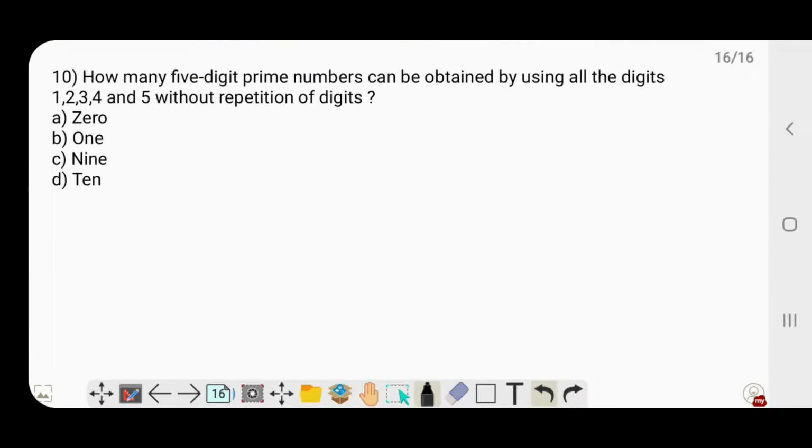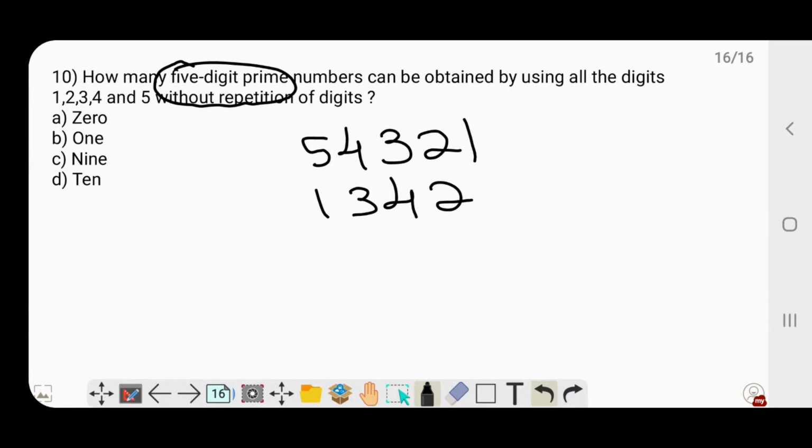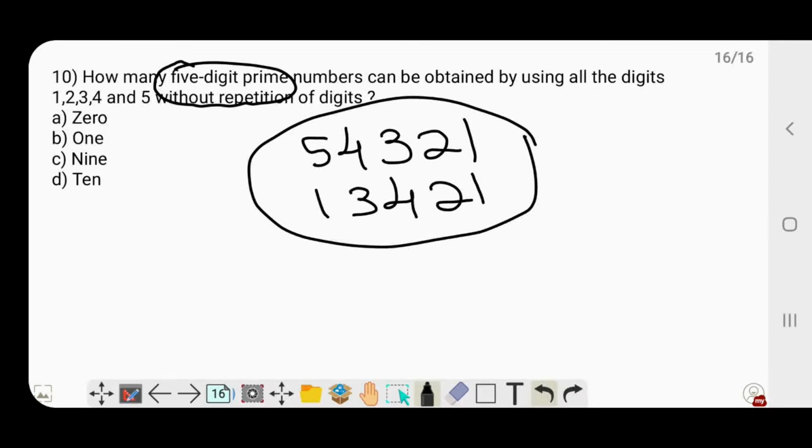Let's go to the 10th question. How many 5-digit prime numbers can be obtained by using all the digits 1, 2, 3, 4 and 5 without repetition of digits? It can be something like 5, 4, 3, 2, 1 or 1, 3, 4, 2, 5, etc. This question is very peculiar because you can't solve it with a logical approach like we did in the previous questions or in the future questions.